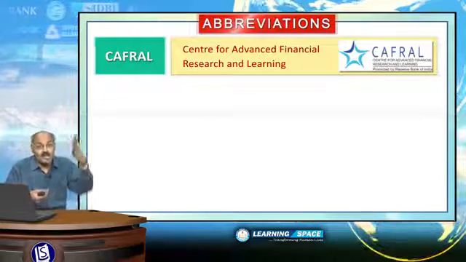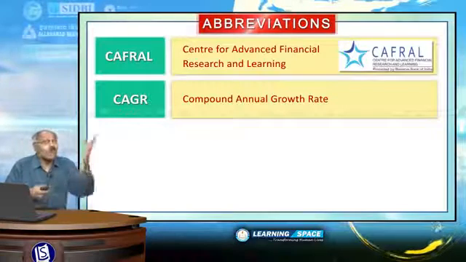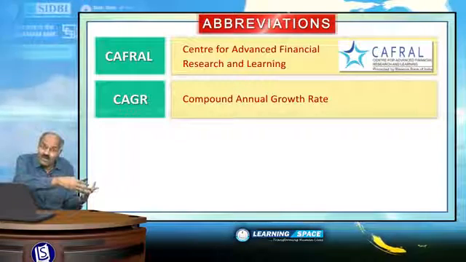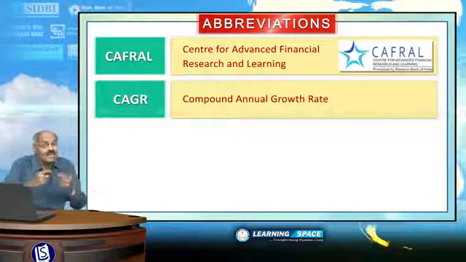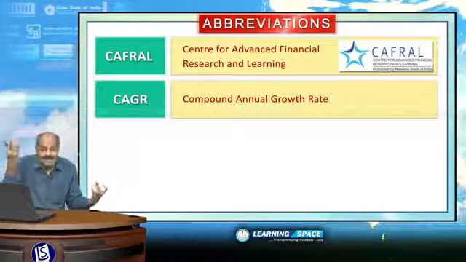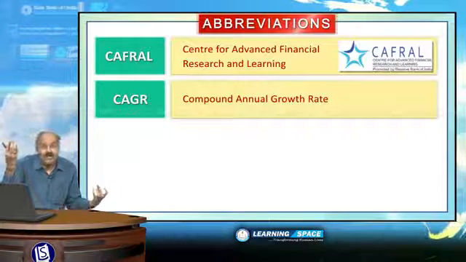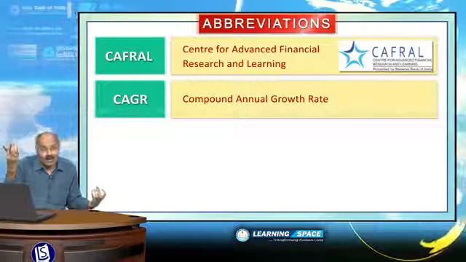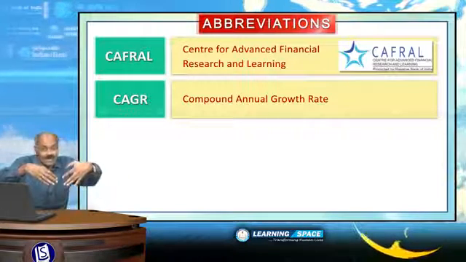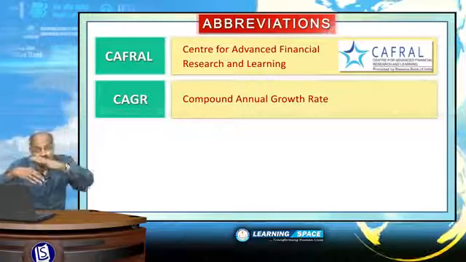Look at the next one, compound annual growth rate. CAGR is compound annual growth rate. If a company was established 3-4 years ago, normally the growth rate is calculated from that instance up to date on the basis of compound annual growth rate. All of you are well aware about compound interest. Similar way the growth rates are also calculated. That's why it is called compound annual growth rate.